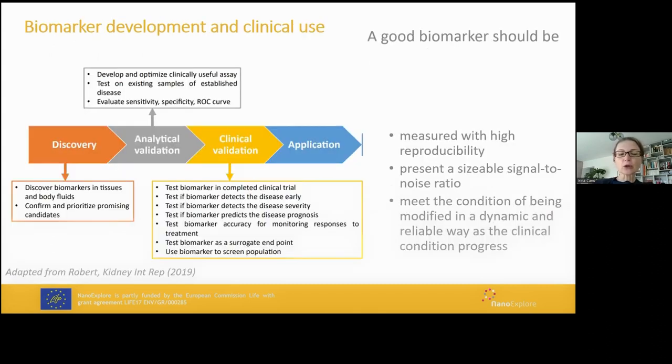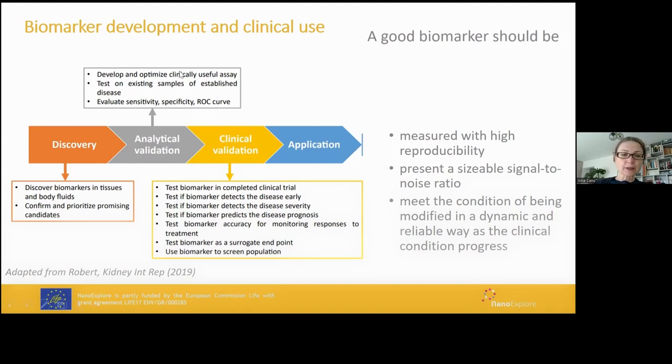The journey between discovery, application and validation of a biomarker is usually very long. Many biomarkers are lost at the analytical validation stage, because to have a good biomarker available for clinical applications, we need to be sure that it is measured with high reproducibility and presents a sizable signal to noise ratio.